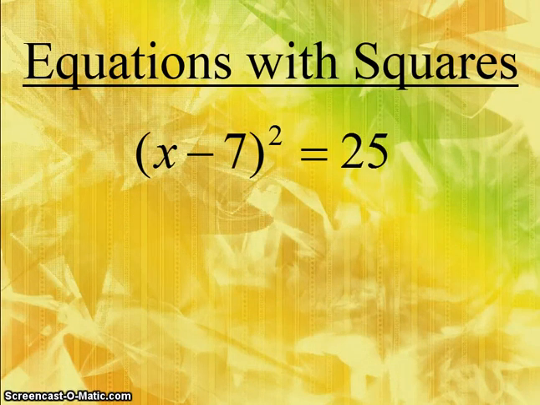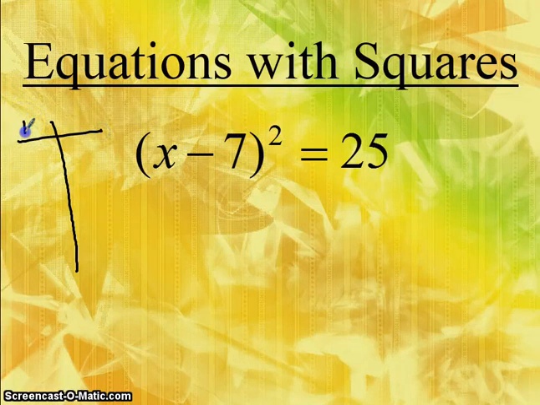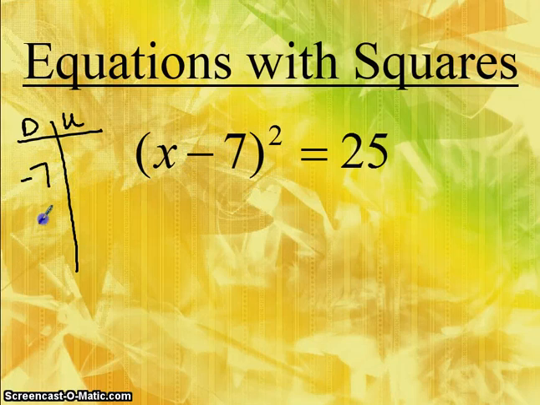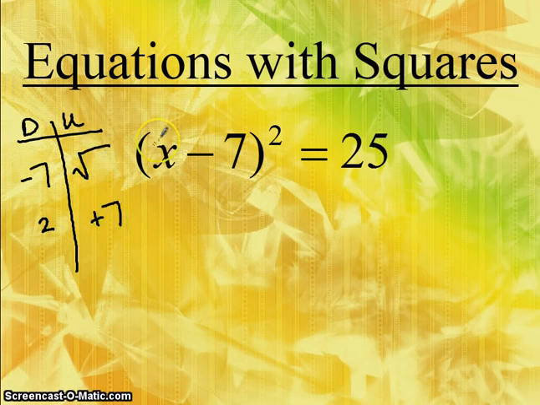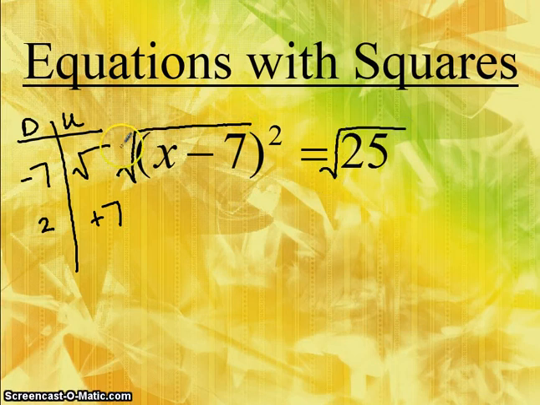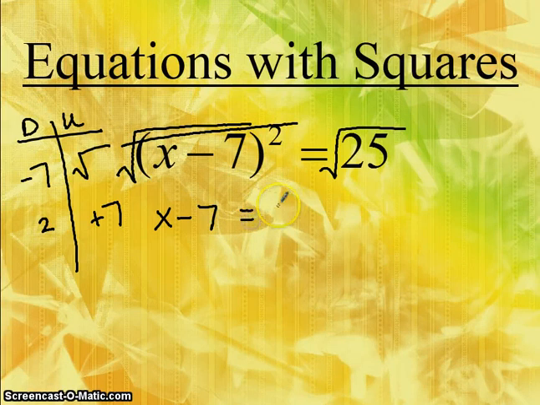All right, in this equation, notice the square is acting upon a difference. So if we create our do and undo chart, we would know that if we knew x, we would have to subtract 7 first and then square it. Okay, so we're going to have to square root first and then add 7. So if we square root both sides, the square and the square root will eliminate and we'll get x minus 7 is equal to positive or negative 5.